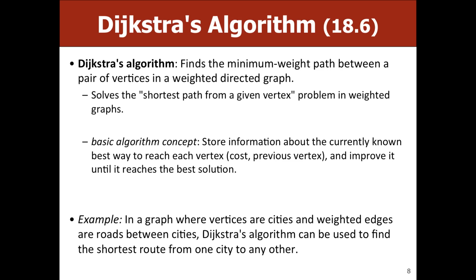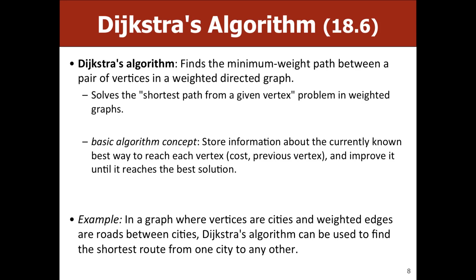So he saw this problem and developed an algorithm to find the minimum weight path or the minimum cost path between a pair of vertices in a weighted directed graph. So it solves the idea of finding the shortest or least cost path from a given vertex. This algorithm is good at finding A to F and A to E, but to find B to F, you'd have to run this algorithm again, sort of thing.